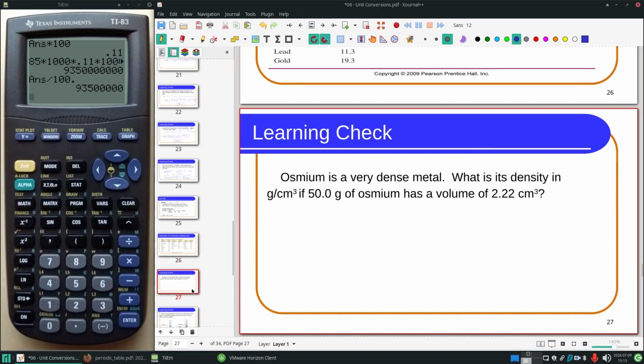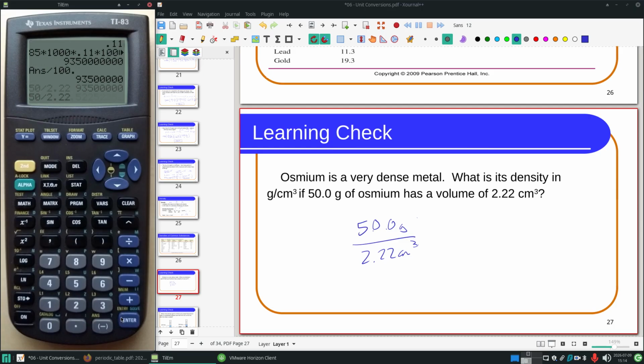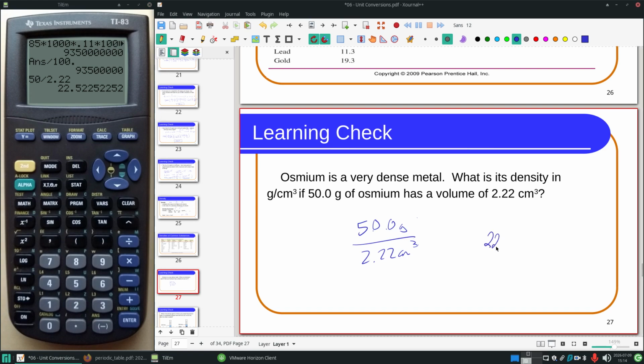All right, so let's actually apply one of these. I've got osmium, a very dense metal. I want to know its density in grams per cubic centimeter. It takes 50 grams and has a volume of 2.22 cubic centimeters. Well, fortunately, the units tell us how to set this up. 50.0 grams per 2.22 cubic centimeters would leave us with grams over cubic centimeters. So that's all we do. 50 divided by 2.22. Huge density here: 22.5 grams per cubic centimeter.